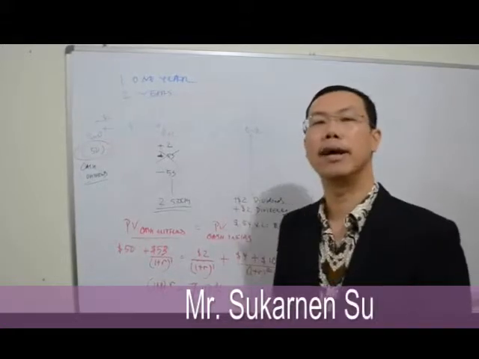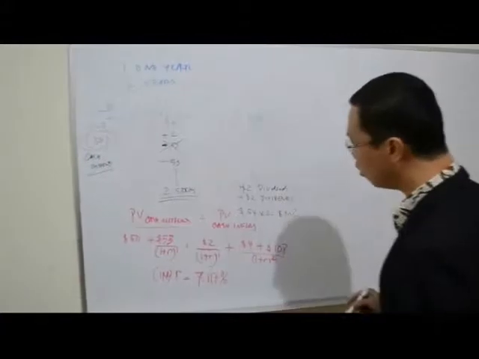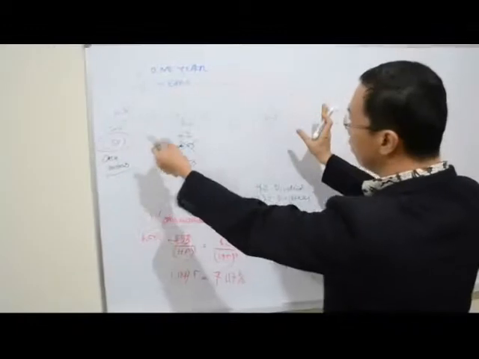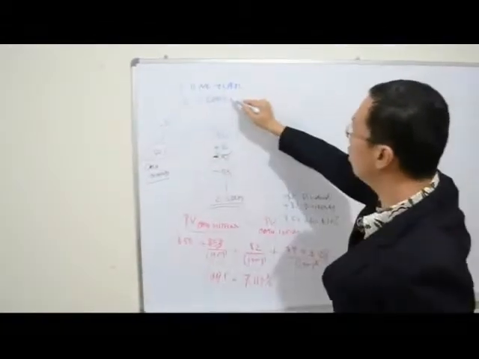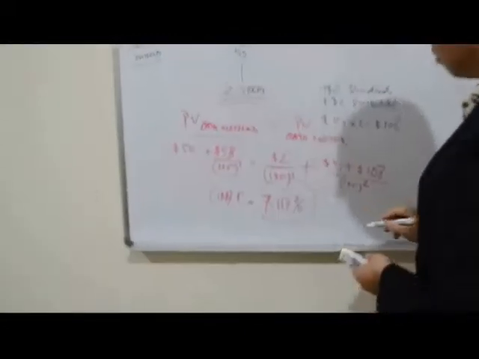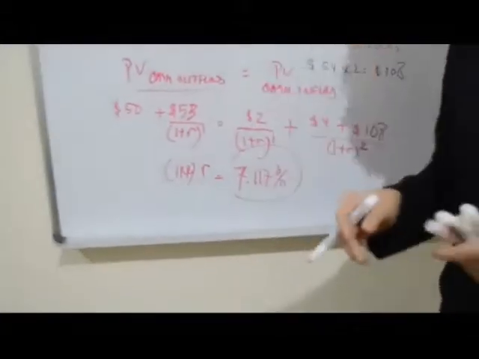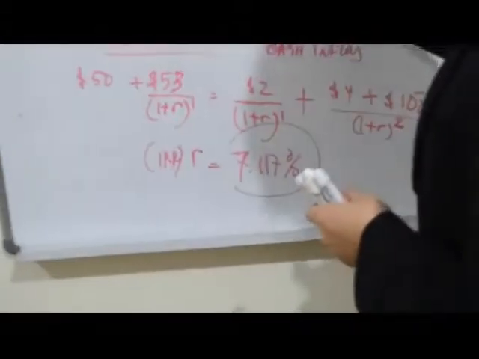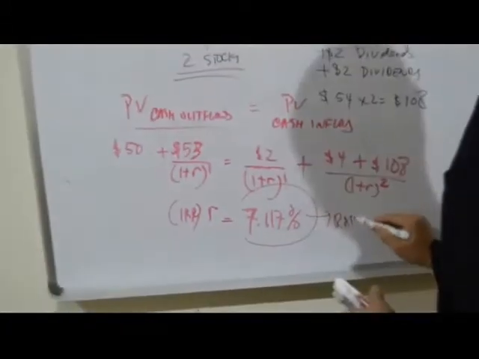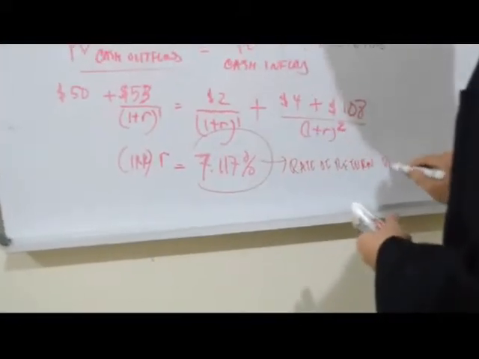Be there. And then this is the next video. I want to explain more about this. Hopefully you find it very interesting. So you know that if you have a 2 years investment horizon, your rate of return is 7.1117%. Okay. Probably you have a question. How much is the return in the second year? Because this is the rate of return for 2 years.